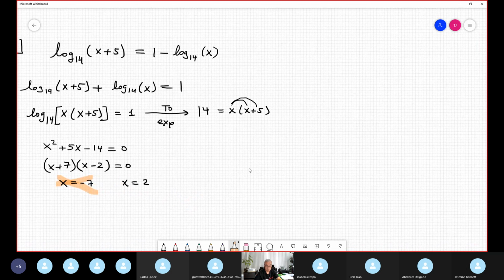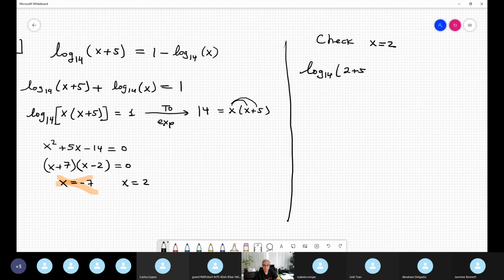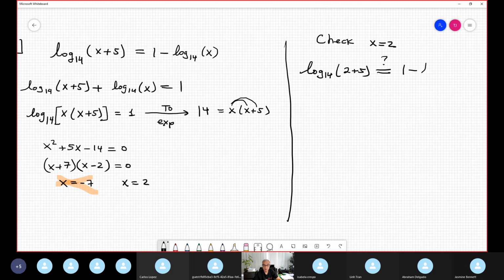The checking is mandatory. If I don't see checking in your test, no full credit for you, okay? In a logarithm equation, mandatory checking. Check for x equal 2. So I copy logarithm base 14 of the original 2 plus 5 should be equal to 1. I claim that 1 minus logarithm base 14 of 2. Well, no, actually this is 7.